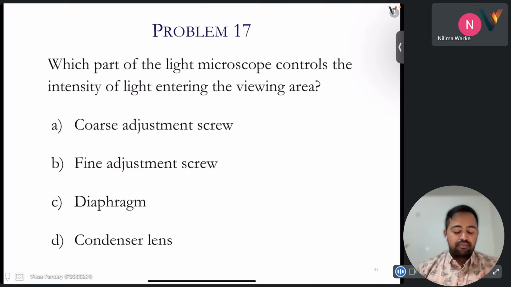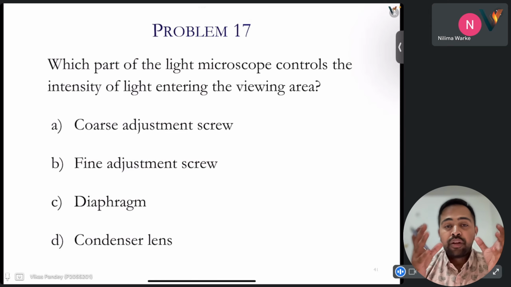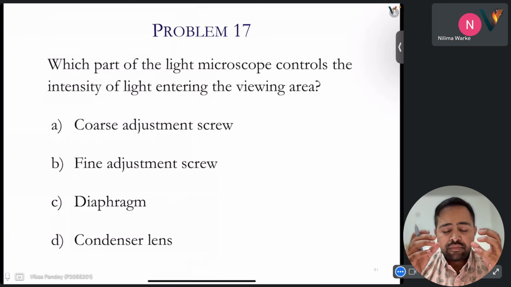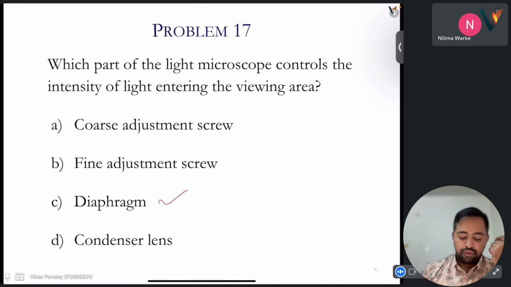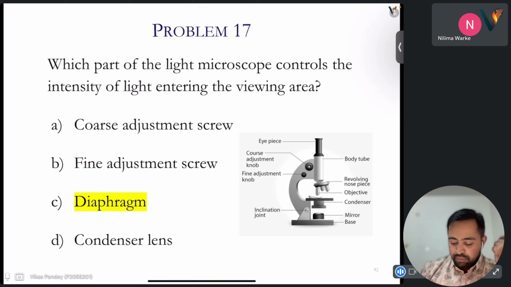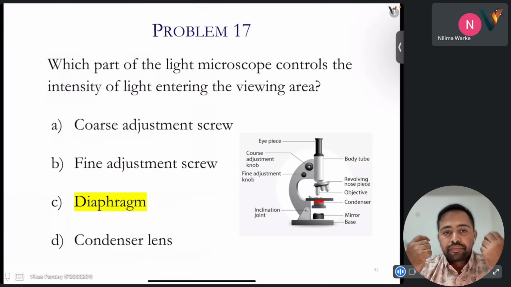So what happens is that sometimes this intensity is not always good. We might want the light to decrease a bit. In that case, we put a diaphragm. The diaphragm is somewhere here, and by adjusting the diaphragm, we can control the intensity of the light.